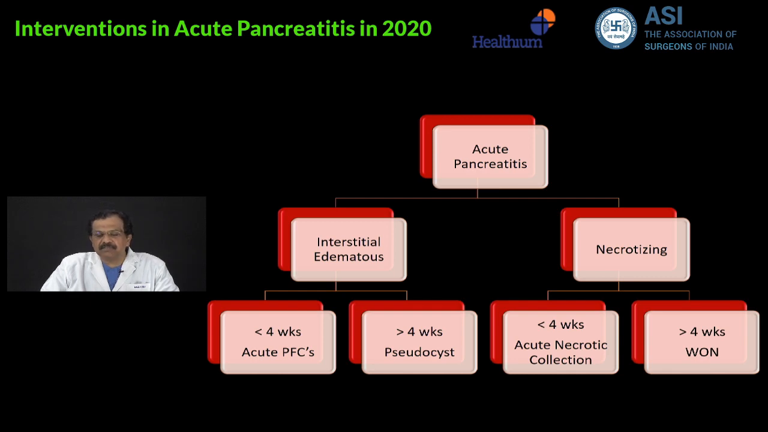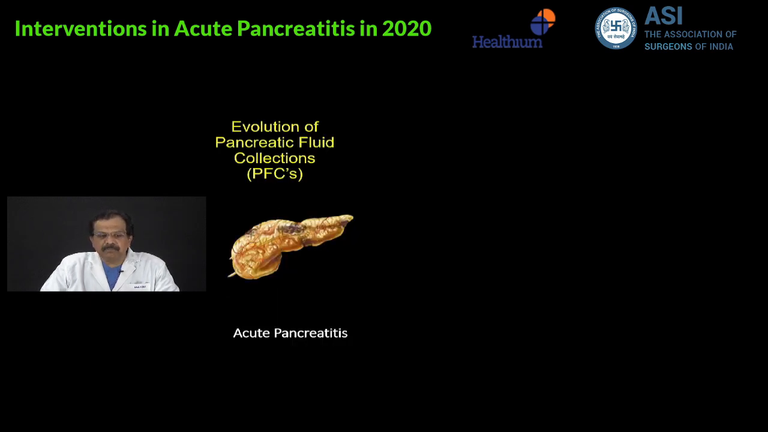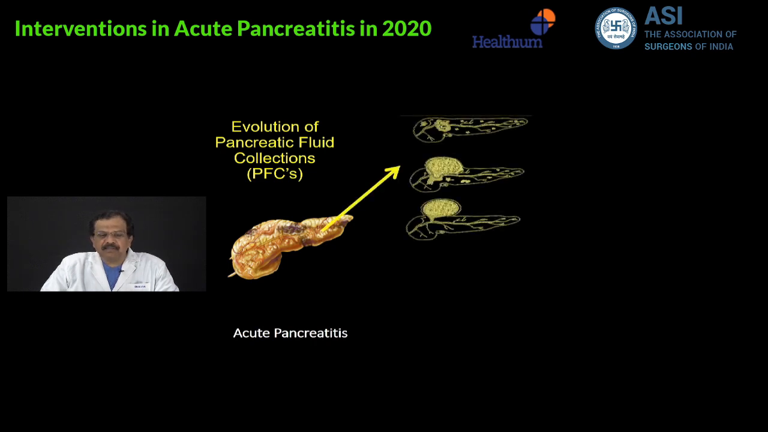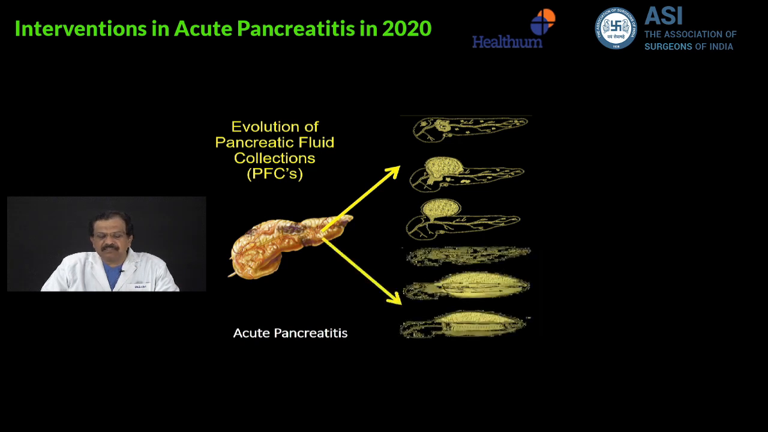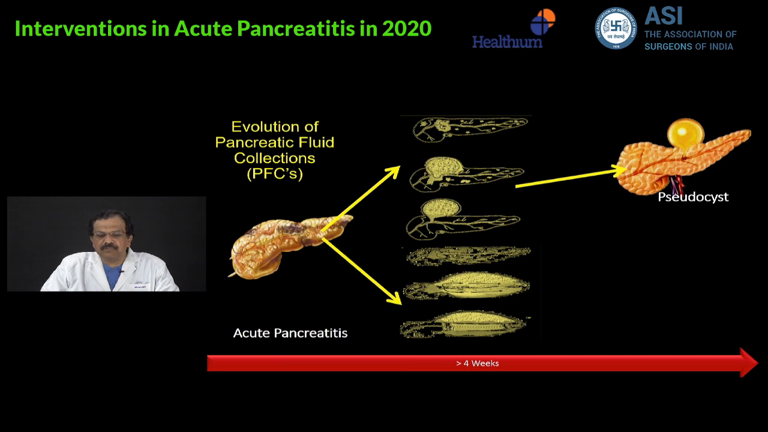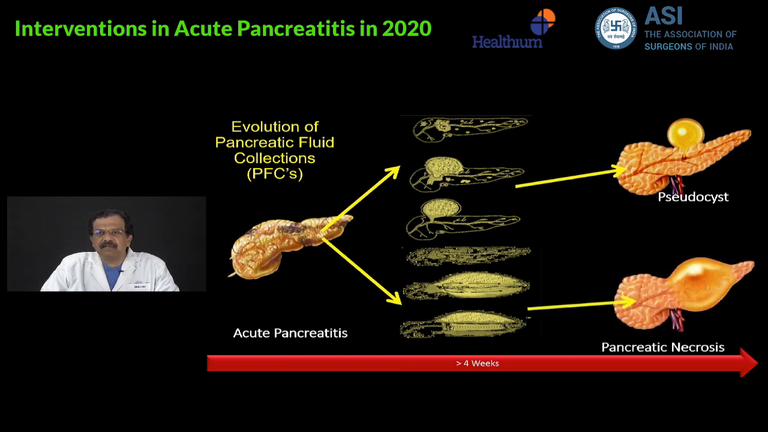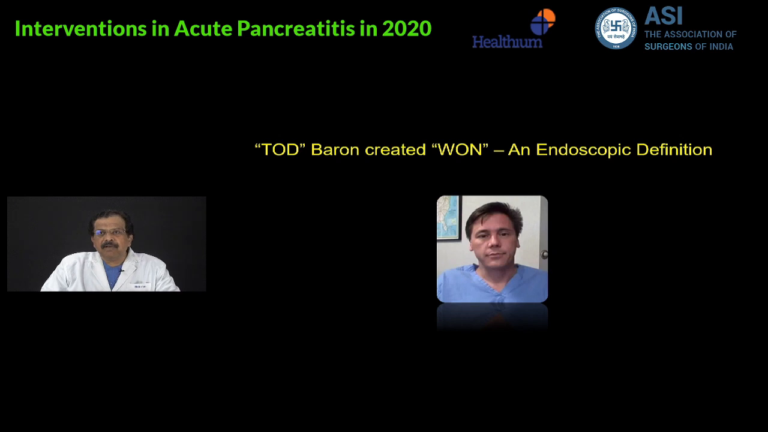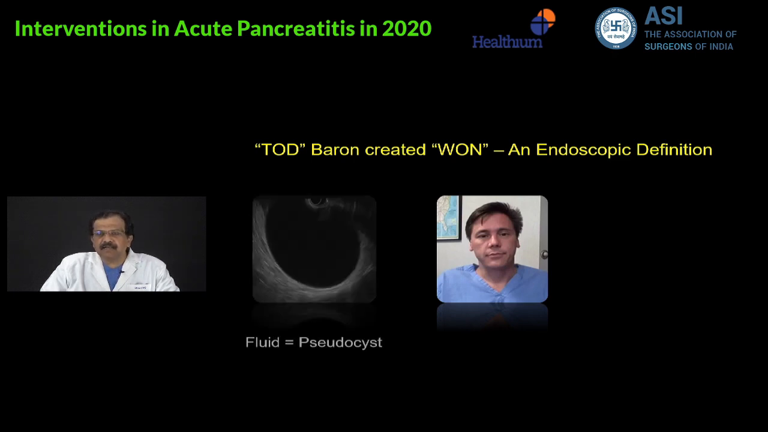walled-off pancreatic necrosis. Just to show you the cartoon depiction of the same, the evolution of peripancreatic fluid collections. Acute pancreatitis, now this is with pancreatic ductal disruption, and then we have the necrotizing pancreatitis. After 4 weeks, this becomes a pseudocyst, and this becomes pancreatic necrosis, which is called walled-off pancreatic necrosis in current day clinical practice. Now, Todd Barron is a gastroenterologist, endoscopist par excellence. He is the person who created this term walled-off pancreatic necrosis or walled-off necrosis. This is basically an endoscopic definition.